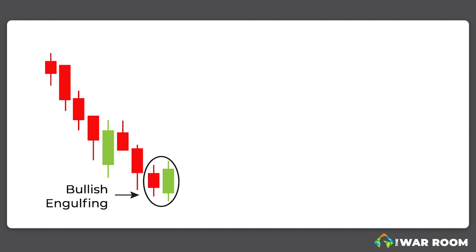This is an early indication that the bearish trend is over and the bulls have regained control of that particular stock. And then, as you could see, the resulting move is 3 or 4 green candlesticks higher.